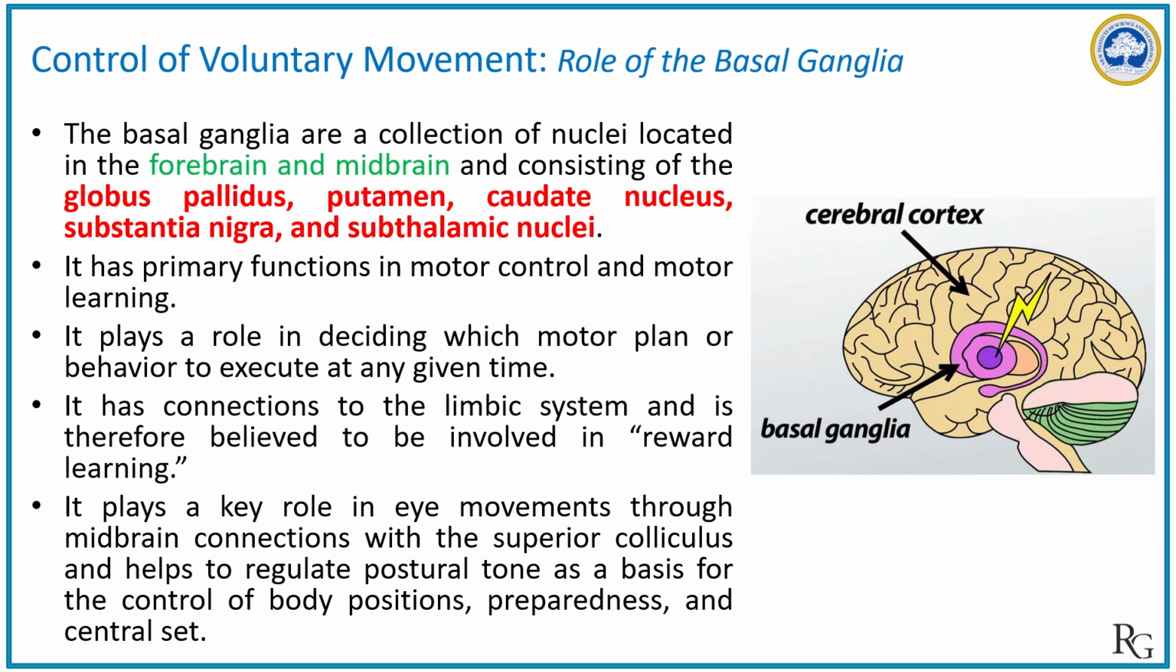So, the basal ganglia act as, we can say, the key decision making and fine tuning hub for voluntary movements, helping us start, coordinate, and refine motor actions while suppressing any unnecessary or disruptive movements.